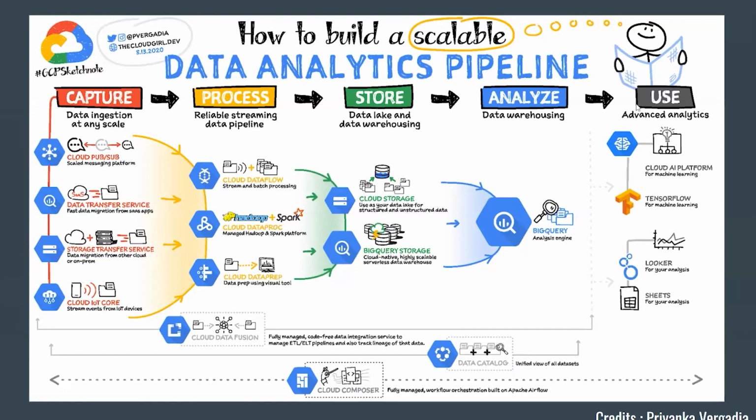And then there are certain use cases like AI, TensorFlow, Looker. Looker is again a data visualization tool, which is GCP native. So a lot of consumption use cases are there. So this is how a typical data pipeline looks on GCP. So any questions?